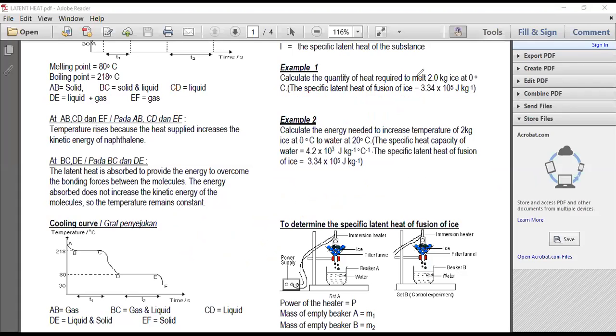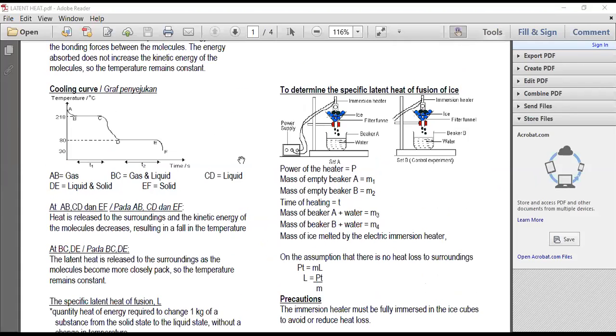Next we look at the experiment to determine the specific latent heat of fusion of ice. For this experiment, we want to use the formula Q equals mL, so L equals Q over m. What you must do is, you have a heater here. This Q will be the heat from the heater, so Q will be the heat supplied by the heater.